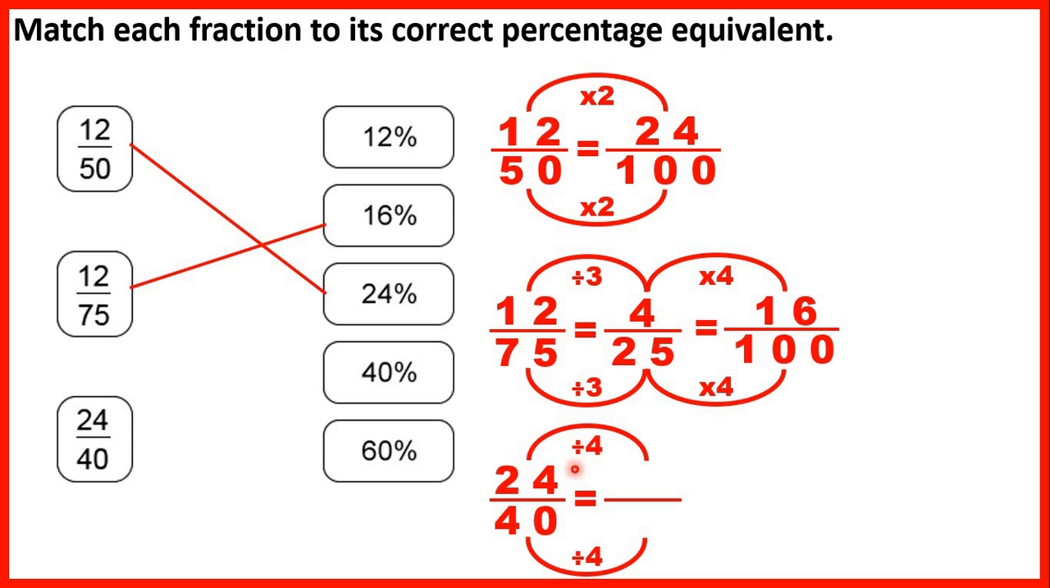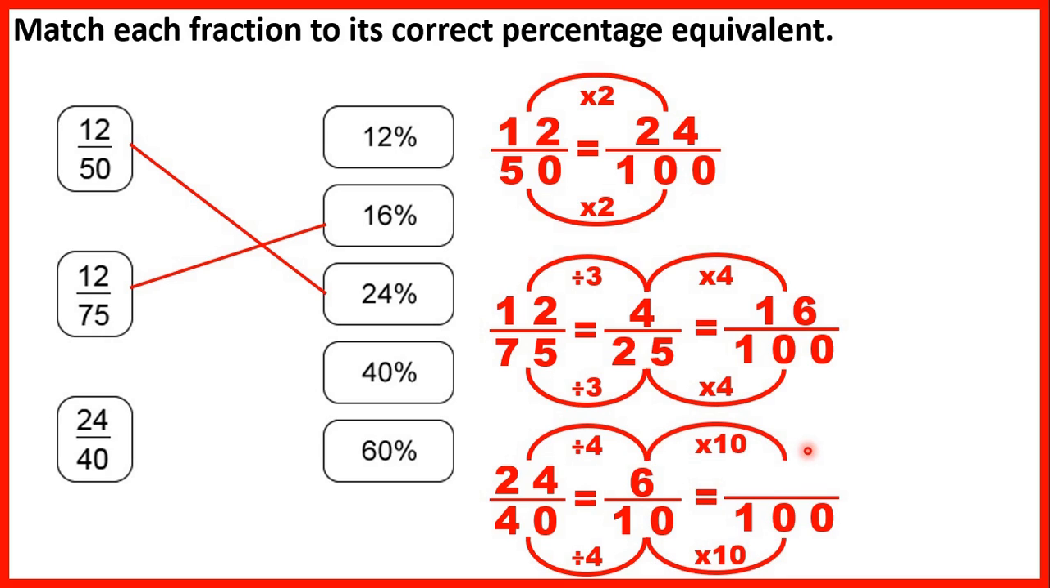4 is a factor of both 24 and 40, so if we divide both the numerator and denominator by 4, that gives us 6/10ths. And if we have tenths, we can change those into hundredths. 10 times 10 is 100, 6 times 10 is 60. So because 24/40 is equivalent to 6/10ths, and that's equivalent to 60/100ths, we know that we need to match this with 60%.